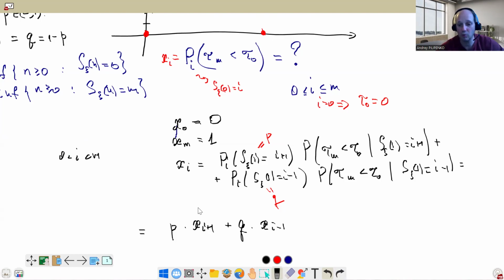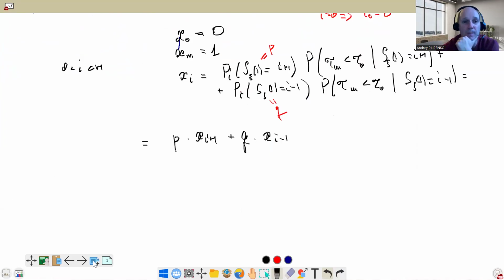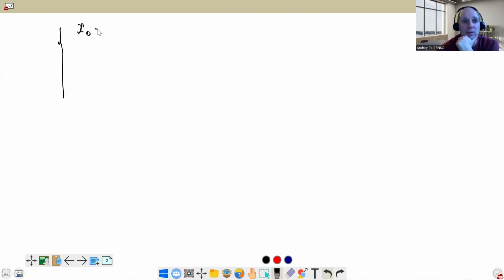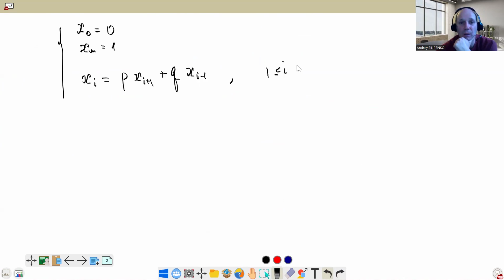So we get a system of linear equations. Let me write this system. x_0 is 0, x_m is 1, x_i is p x_{i+1} plus q x_{i-1}, for I between 1 and m minus 1. Well, you have m plus 1 linear equations, m plus 1 parameters x_0, x_1, x_2, ..., x_m, and theoretically you may solve this system, and you may see that almost all equations except the first and last have the same form.